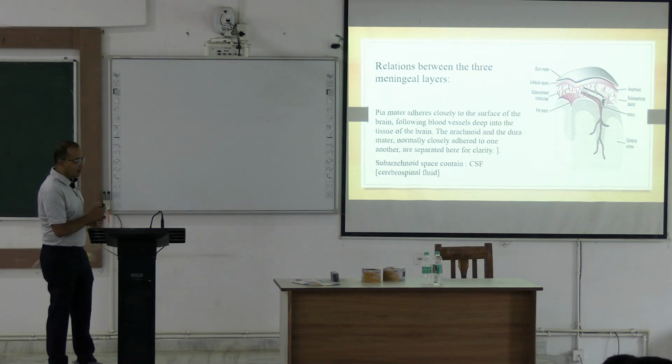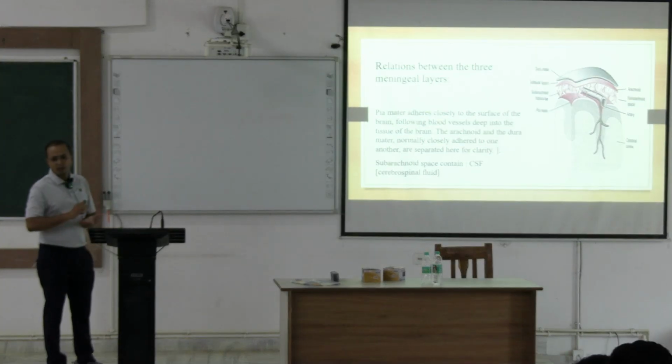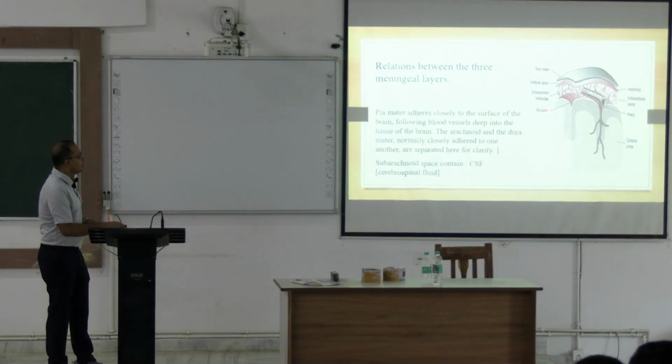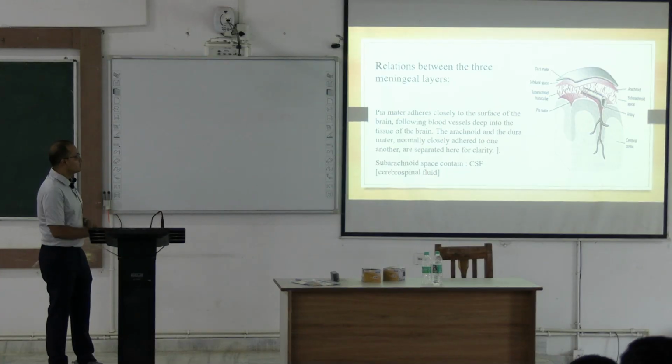Between the arachnoid and pia mater, we have a space, under the arachnoid, which we call the subarachnoid space. Now this subarachnoid space is filled by a clear fluid, which we call cerebrospinal fluid, in short CSF. So this is how the whole network is covered.